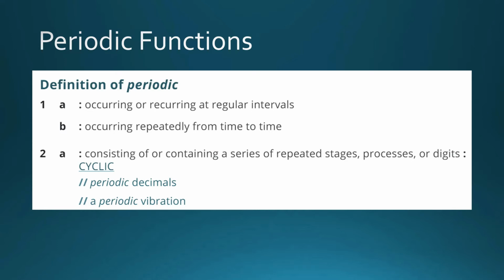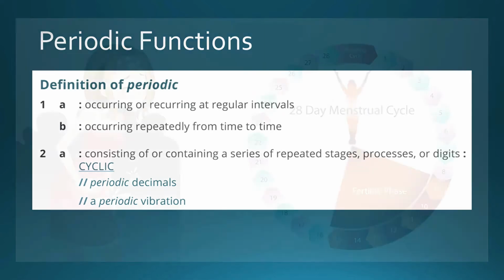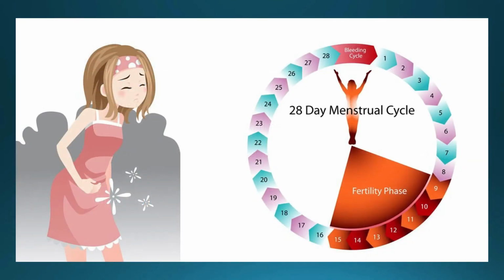It occurs repeatedly from time to time. It consists of or contains a series of repeated stages, processes, or digits. A synonym for periodic is something that is cyclic, something that occurs in cycles. So again, cycles there has to do with circles. You don't have to go to math to know what it means when something is periodic.